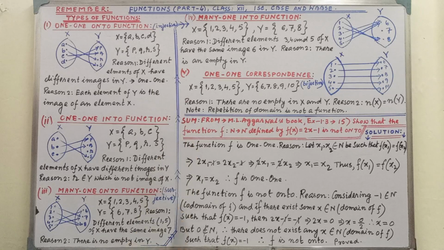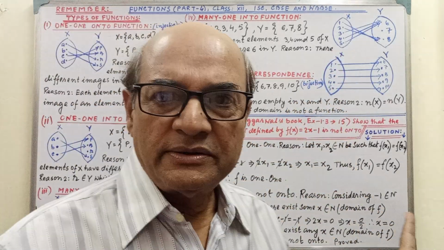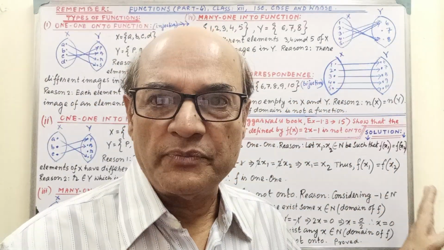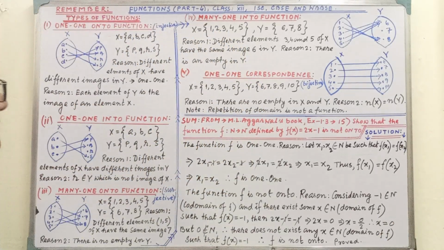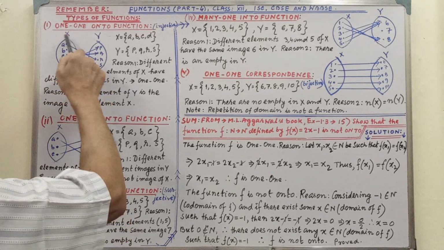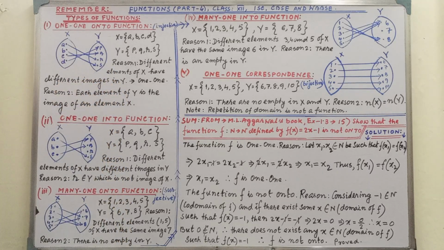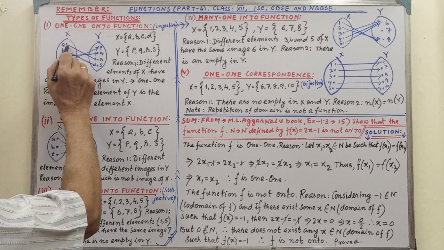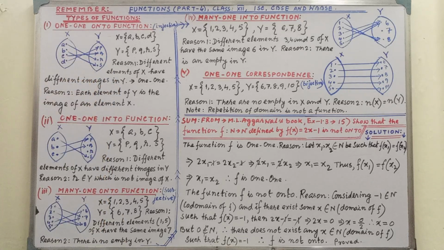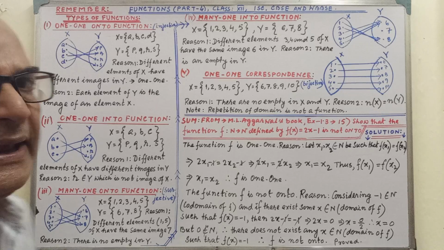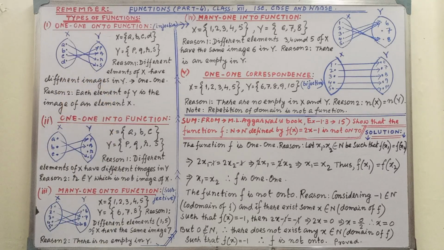Next, one vital point, that is repetition of domain is not a function. These are the five types of function, but what will not be a function? Set X is the domain and this is the range. If you see the domain is repeating, that means from a point, if we get two images, that means A is repeating. In that case, this will not be a function.